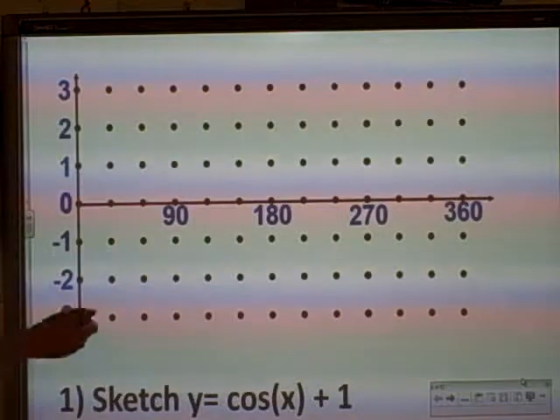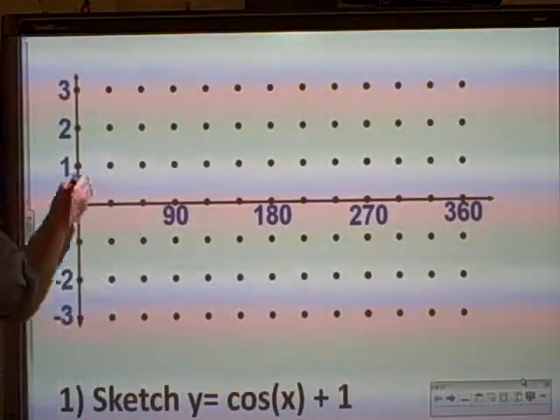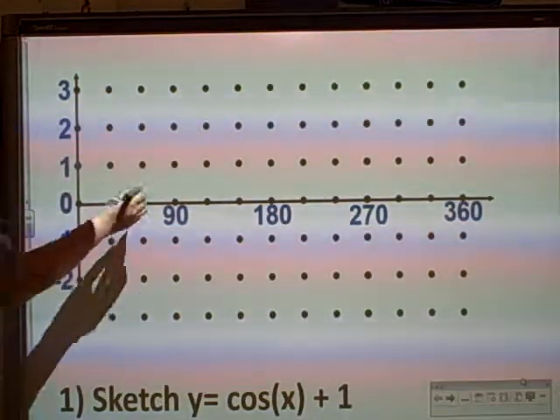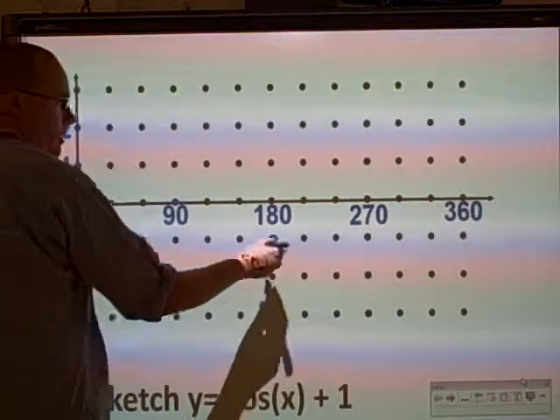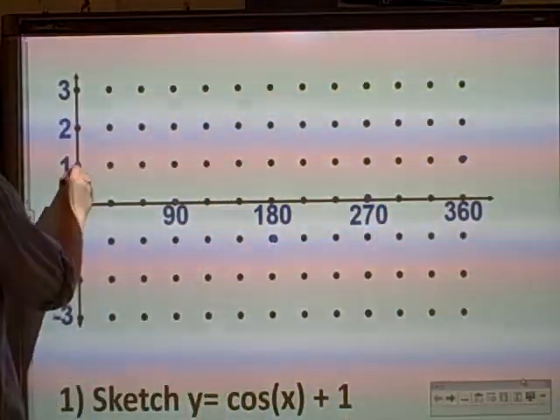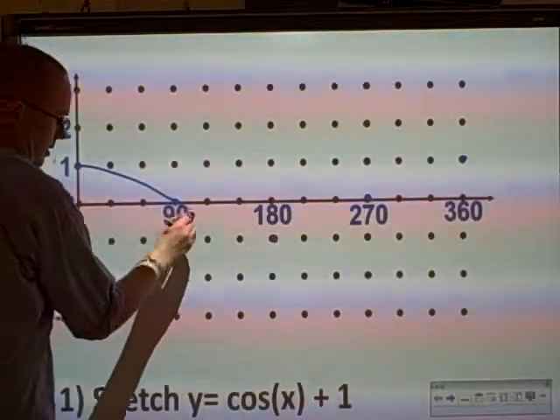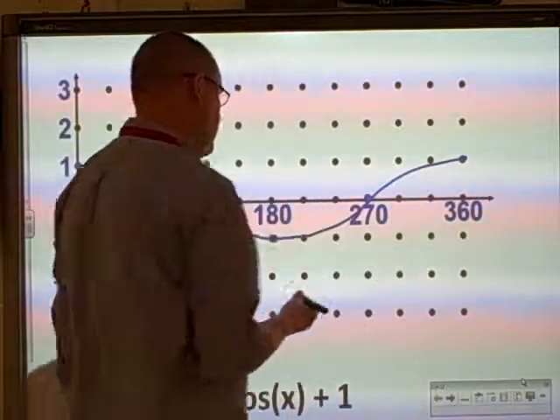So cosine x we know starts at 1. Perhaps if I use a different colour we'll be able to see it a little better. Here we go. So at 0 it's 1, at 90 it's equal to 0, at 180 negative 1, 270 is 0, and 360 is 1. So try and draw that in. Very flat looking cosine graph here.